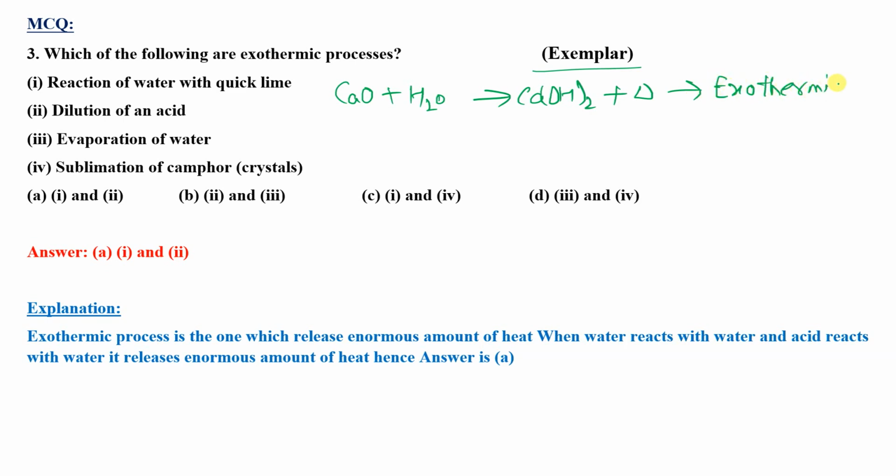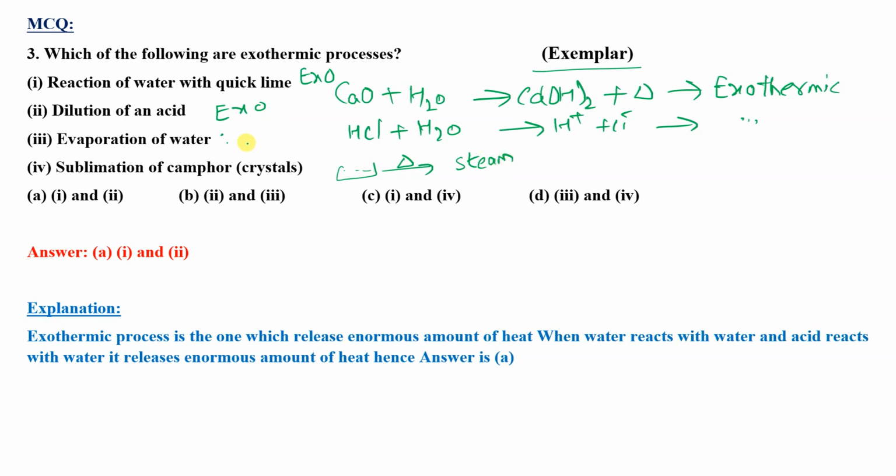Next one is dilution of acid. If you take any acid and add water to it, it releases a lot of heat. It is also an exothermic reaction. Evaporation of water is very simple. If you take water in a container and supply heat, it will evaporate and convert to steam. So with this, we can understand it is endothermic.